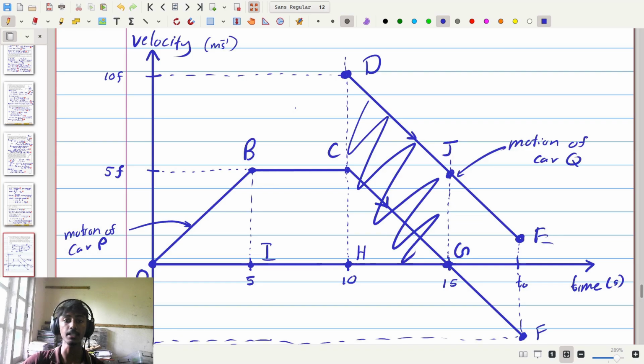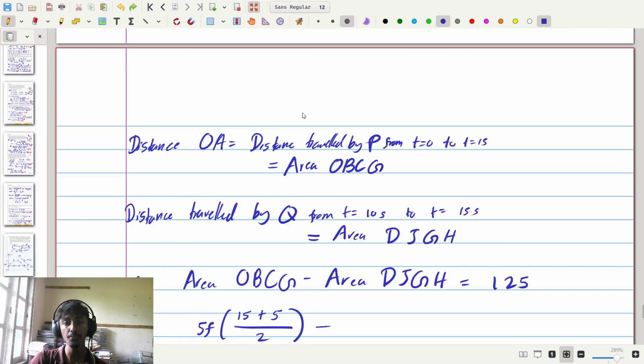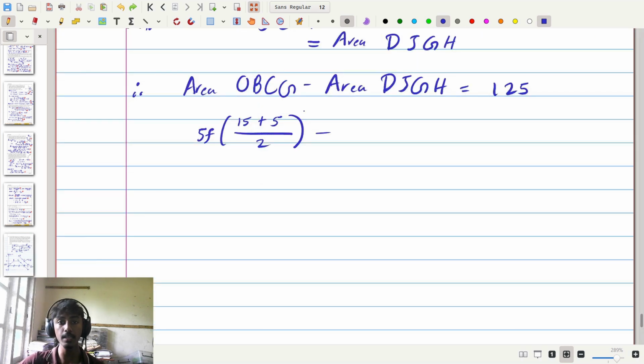this trapezium right here. Now considering this trapezium, we can see the base length is going to be equal to 5, which in this case is going to be considered the height here, and we also have this and this parallel sides, where this side is equal to 5f and the other side is equal to 10f. So therefore we have 10f plus 5f over 2 times the height, which is going to be 5. So therefore, the area DJGH is going to be equal to 5 seconds multiplied by the average of 10f and 5f, which is 10f plus 5f over 2. And that must be equal to 125.